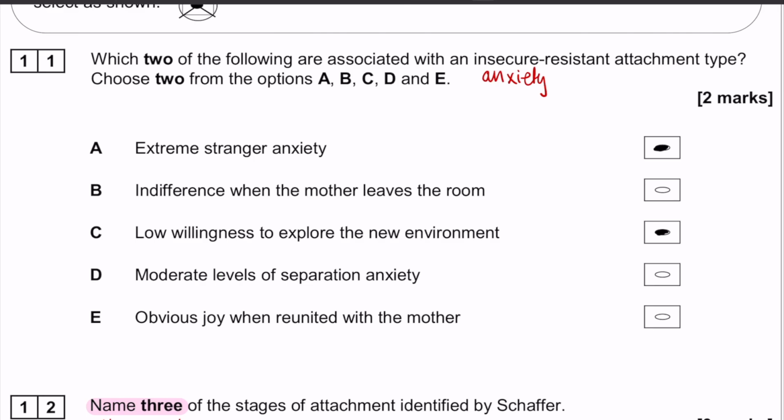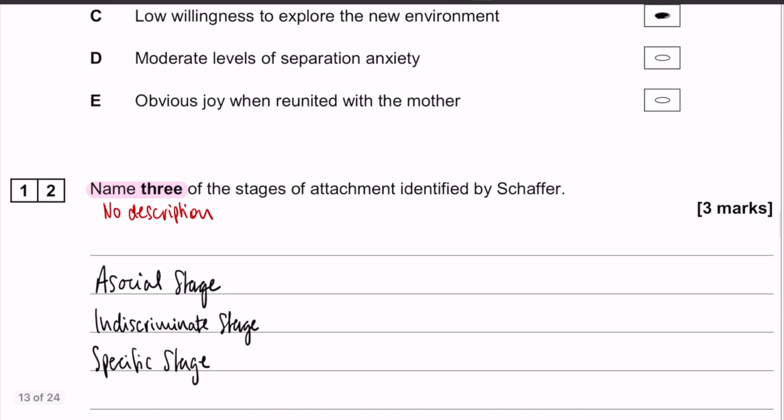So that being the case, there are only really 2 options here that stick out, and that is option A and C. Extreme stranger anxiety and a low willingness to explore the new environment. Okay, moving on. Question number 12.